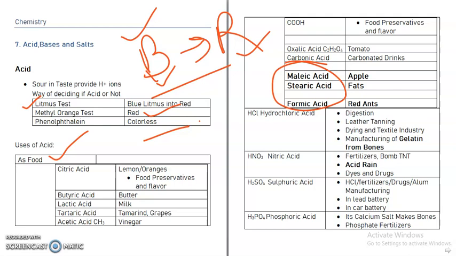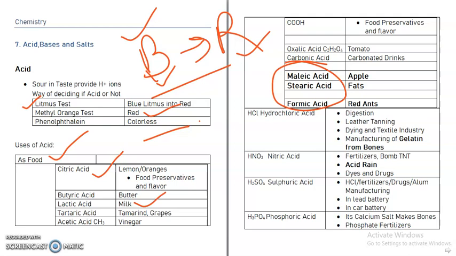These are easy ones. Lemons and oranges give citric acid. That's why they are called citrus fruits. Then butter contains butyric acid. B for butter, B for butyric acid. Then milk contains lactic acid. Obviously, lactometer, lactating mother, so the lacto word is related to milk. So milk contains lactic acid.